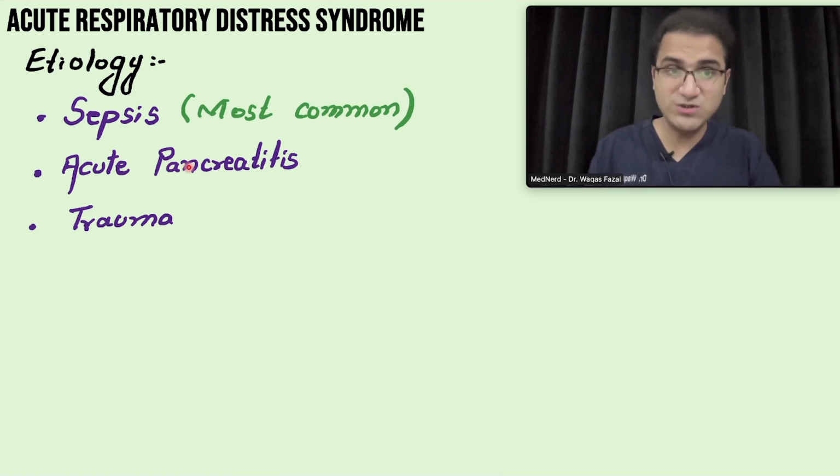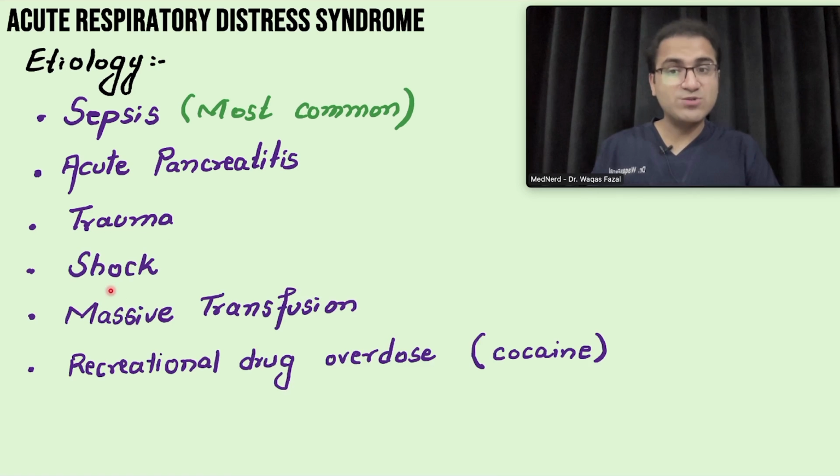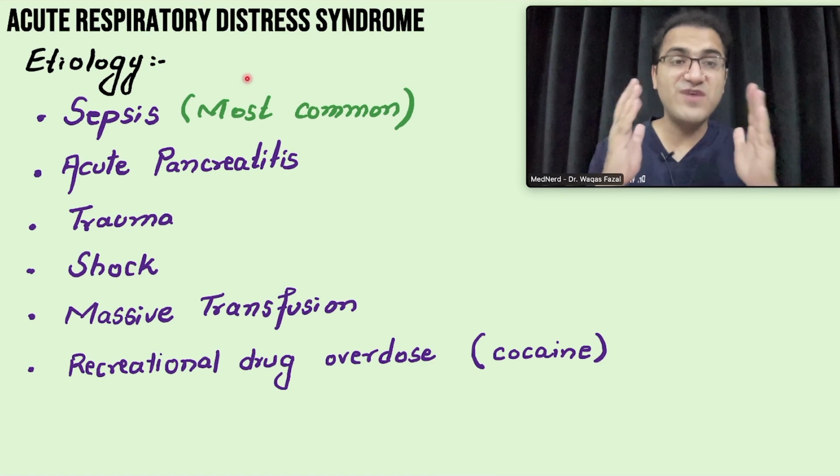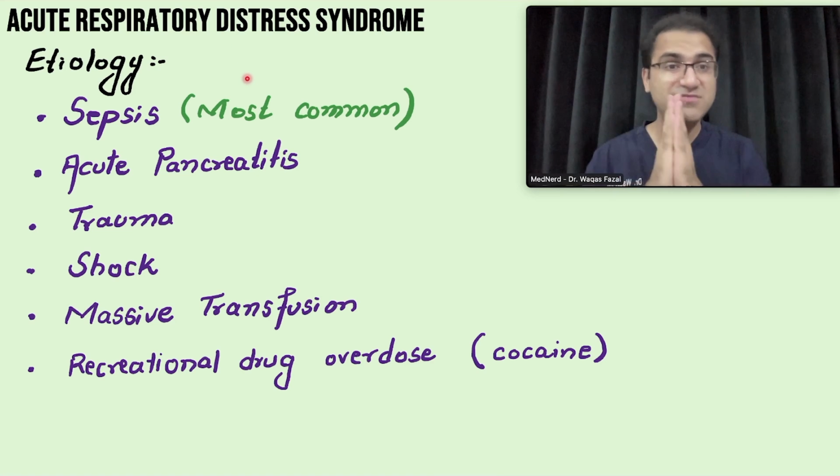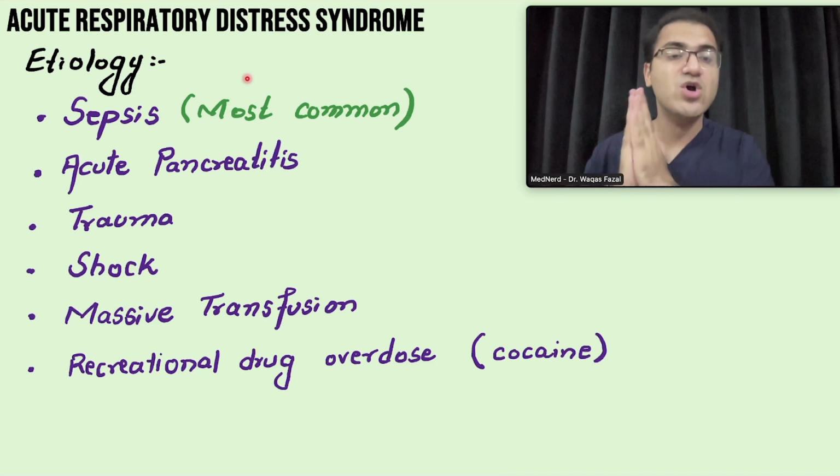Acute pancreatitis is also an important cause. Trauma can result in acute respiratory distress syndrome. Shock, massive transfusion can result in acute respiratory distress syndrome. Recreational drug overdose like cocaine overdose can result in acute respiratory distress syndrome. But remember, in MCQ, if they ask you what is the most common cause, remember sepsis is the most common cause of acute respiratory distress syndrome in patients.